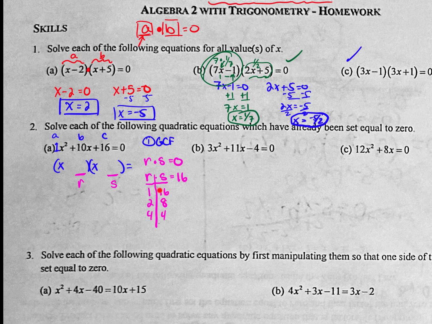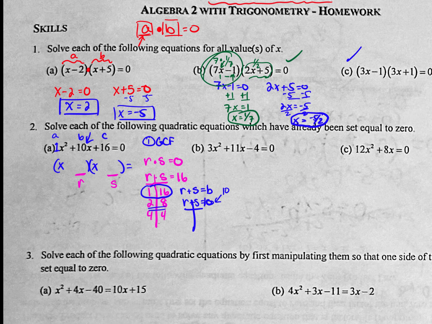So that's the first clue, and that narrows it down to three choices. The second clue, though, that helps me really pinpoint it, is that whatever R and S are, when I add them together, they have to add up to the B term. My B in this one is the 10 there, so that would have to be a 10. Now I start looking at these pairs, and there's no way to add a 1 and a 16 to get 10.